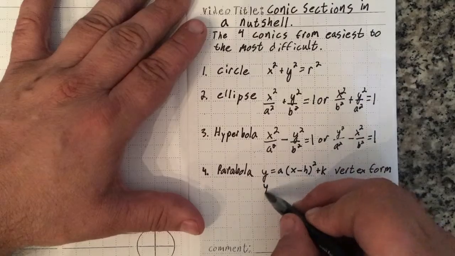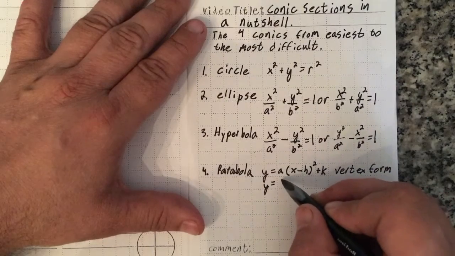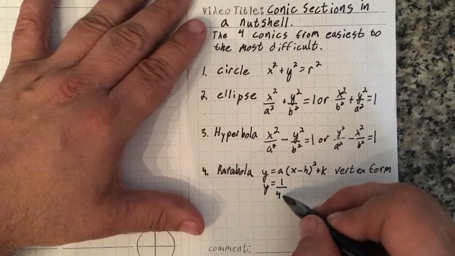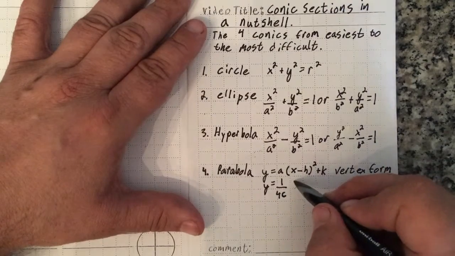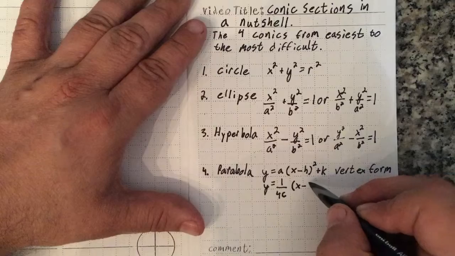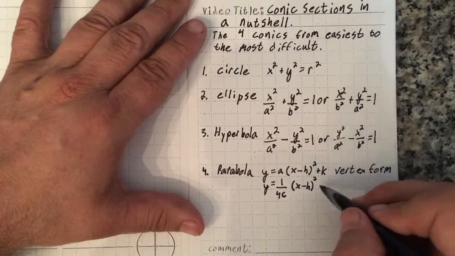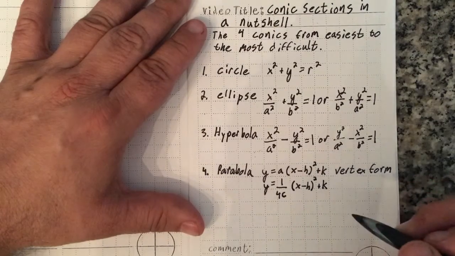The more advanced version, when you're in maybe Algebra 2 honors, would be 1 over 4, and they usually put an a or a p or a c, depending upon what book you're in. I'm going to put a c there. So y equals 1 over 4c times (x minus h) squared plus k. A little different, a little bit more advanced.